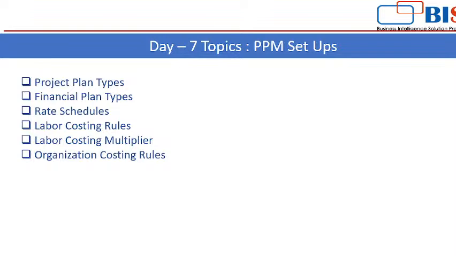Then we have seen how to create the rate schedules, labor costing rules, and labor costing multiplier, and in the organization costing rules we have to associate these rate schedules and labor costing rules with your business unit, so that it will be easy for the system to pick the rates of your resources from the organization costing rule task.